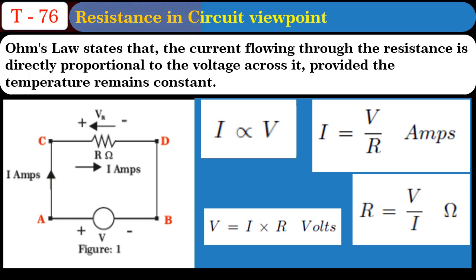Friends, first let us consider the resistance in circuit viewpoint. Here is a circuit wherein a voltage of V volts is directly connected across the resistance R ohms. And you know the current is flowing away from the positive terminal of the source, and Ohm's law states that the current flowing through the resistance is directly proportional to the voltage across it, provided the temperature remains constant. Hence, I is proportional to V, and I is equal to V divided by R. Note that R is in the denominator because the resistance property opposes the flow of current. Using I is equal to V by R, we can have another two equations as indicated here.